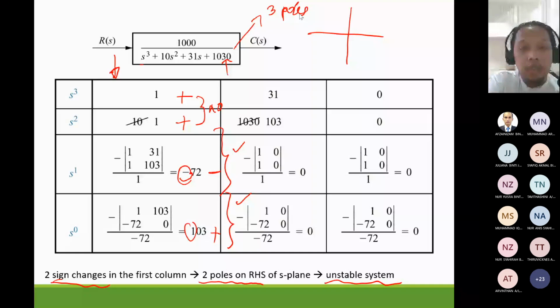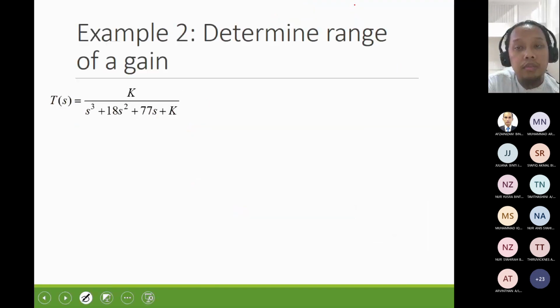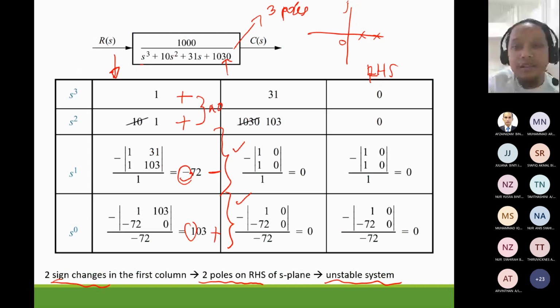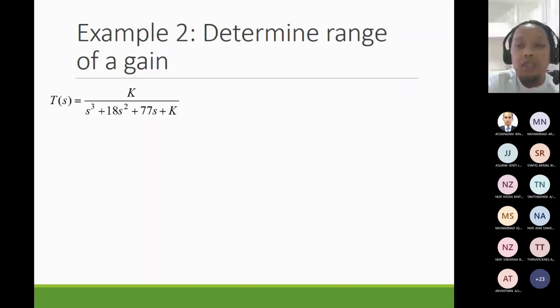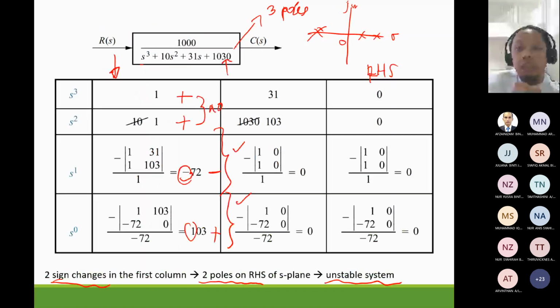Then from here, we know that there are 2 sign changes. So maksudnya ada 2 poles yang located kat sini. Okay. Tak tahu kat mana dia located, tapi dia right hand side, sorry. Ini 0, j omega. So maksudnya ada 2 poles yang positif, ada 1 poles yang negatif, maybe sini, tak tahu kat mana. So tujuan Routh criteria ni, kita tak payah tahu poles tu berapa value dia, tapi kita boleh tahu dia positif ke dia negatif. Macam itulah konsep dia.